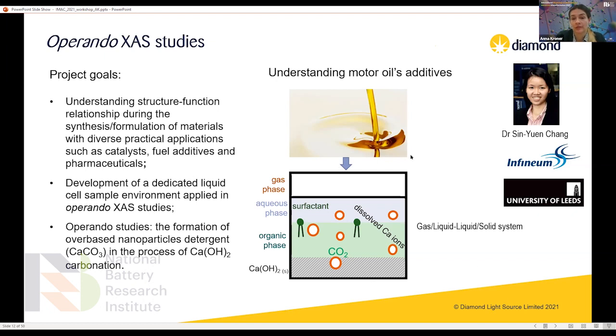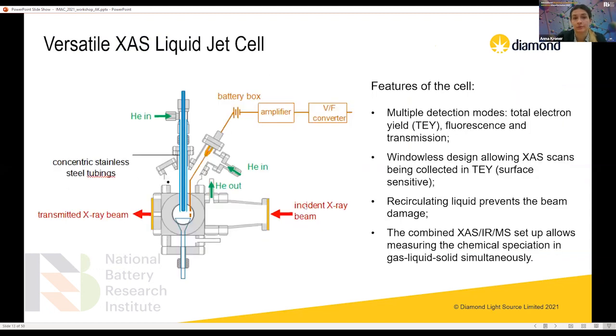What we really wanted to achieve is to be able to study this nucleation under in situ conditions. Therefore, we had to be sure that we can accommodate the multi-phase system of gas, where CO2 is introduced, liquid, where the calcium hydroxide is dissolved in water or other solvent, and the solid, which is our product. So the first step was to build a custom liquid jet cell, which could be used on the beamline. This is just the schematic, where the chamber is specifically built for that purpose.